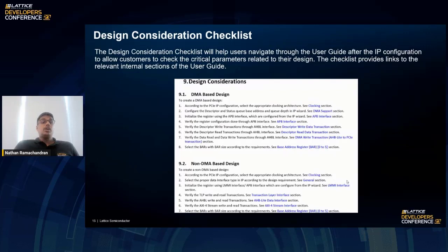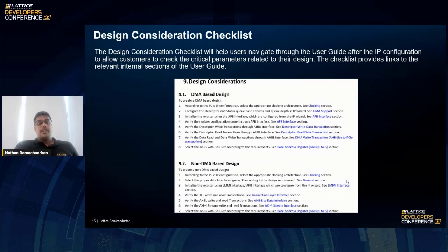I talked about the design consideration checklist. This is just a snapshot from our user guide showing what it is. We have divided the design consideration checklist into two sections. One is for the DMA-based design. If you have enabled the option to enable DMA, then you use this checklist. If you're not using a DMA-based design, then you use the second option, section 9.2.